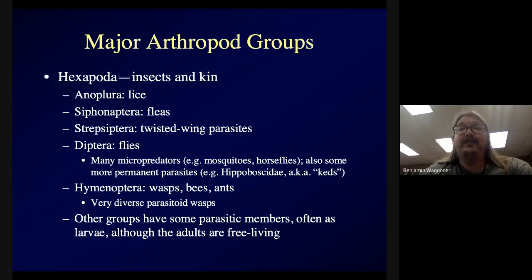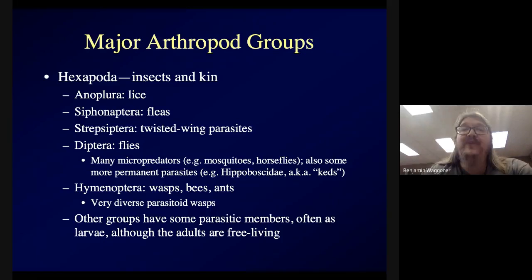The Siphonaptera is fleas. Strepsiptera is this really weird group that I'm going to lecture on in some detail, mostly because they're creepy. Diptera includes flies, and of course there's a lot of micropredators among the Diptera, you know, horseflies and mosquitoes and biting midges and black flies, for example.